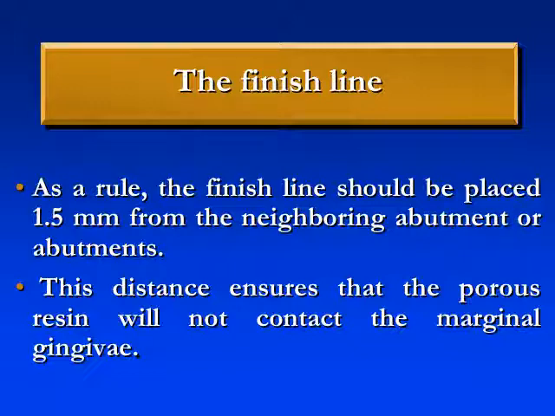Now, a type of spacer is the finish line. As a rule, the finish line should be placed 1.5 millimeters from the neighboring abutment or abutments. There should be a space of 1.5 millimeters from the neighboring abutment. This distance will ensure that the porous resin will not come into direct contact with the marginal gingiva. That means there will be a space between the marginal gingiva and the acrylic resin, which by its nature is porous, so there will be a space created by this spacer.